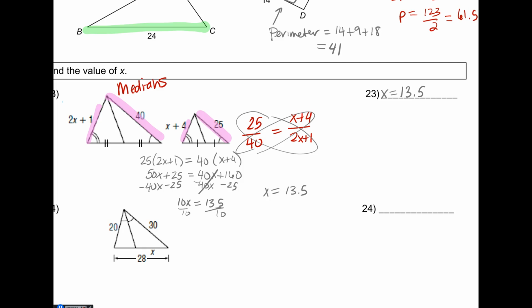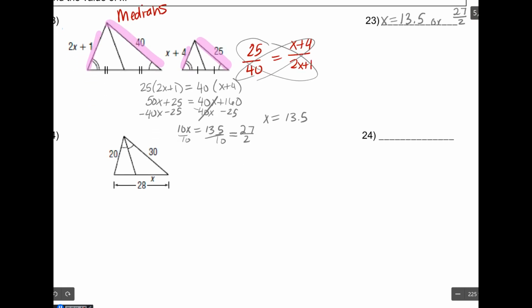Yeah, you could. So you could say both these are divisible by 5, so that's a 2. That's going to be 27. Yeah, you could leave it as 27 over 2. That's fine. Right, and last problem. Woo.